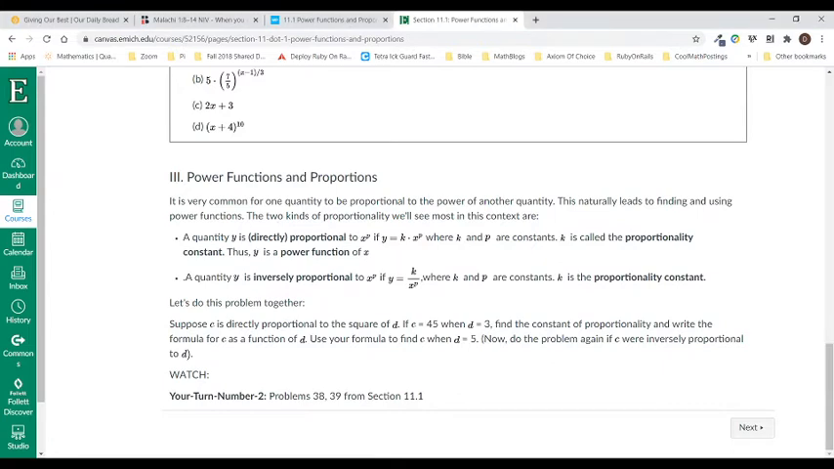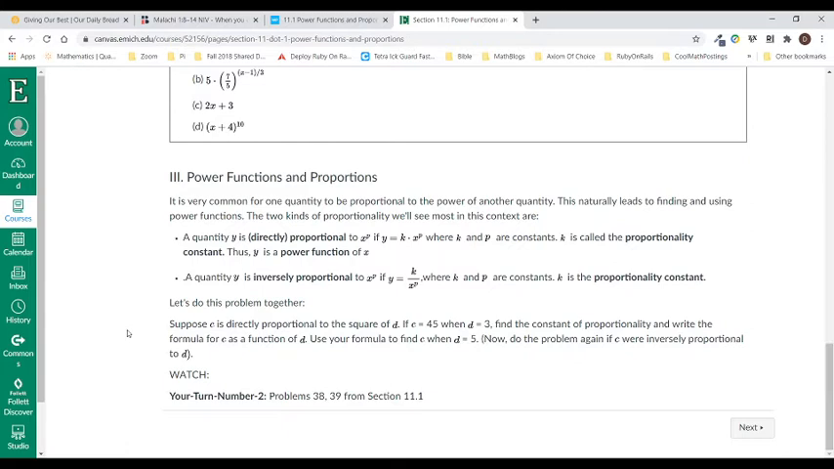Okay, what I'd like to do is to do this problem together. It says, suppose C is directly proportional to the square of D. If C equals 45 when D equals 3, find the constant of proportionality and write the formula for C as a function of D. Use your formula to find C when D equals 5. That's the end of the first problem.